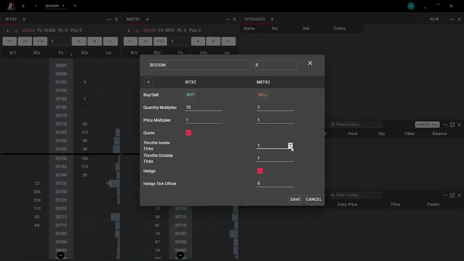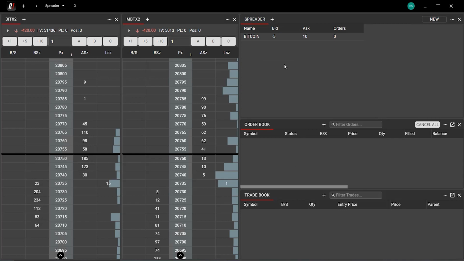The throttle ticks are sometimes referred to as slop and determine how frequently our spread will be repriced due to movements in the market. Let's set those throttles to 0 so that we get each and every price movement captured. Hedge tick offset represents the number of ticks we're willing to pay up on our hedge leg to ensure that we don't get hung. We'll leave that at 0 for now.